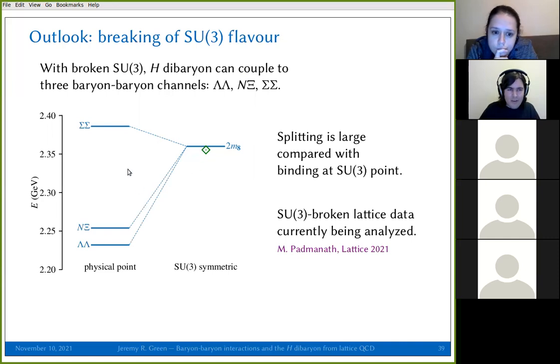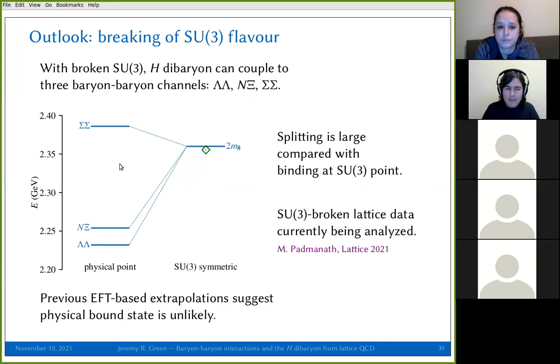But if you go to the physical point, this threshold splits into 3 thresholds, and the splitting completely overwhelms the size of the binding energy. So from a very naive analysis of this, you would say you don't know whether there's a bound state in the continuum. Now we have data that have been generated away from the SU3 point. Colleague Padmanabh gave a talk about this at the Lattice conference, but that's still ongoing.